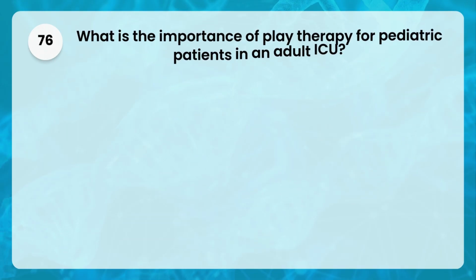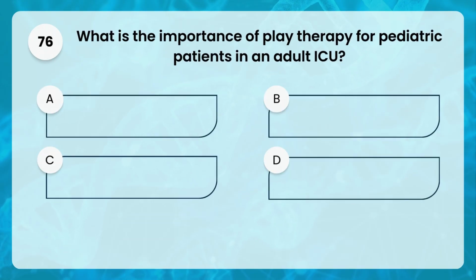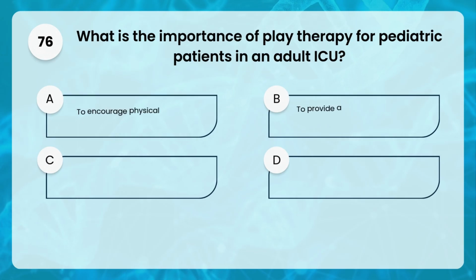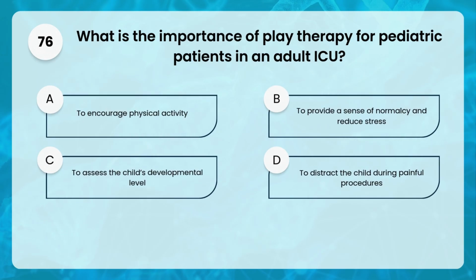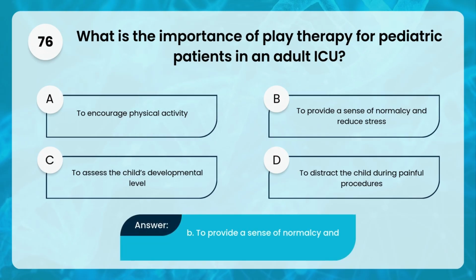76. What is the importance of play therapy for pediatric patients in an adult ICU? A. To encourage physical activity. B. To provide a sense of normalcy and reduce stress. C. To assess the child's developmental level. Or D. To distract the patient during painful procedures. The answer is B. To provide a sense of normalcy and reduce stress.